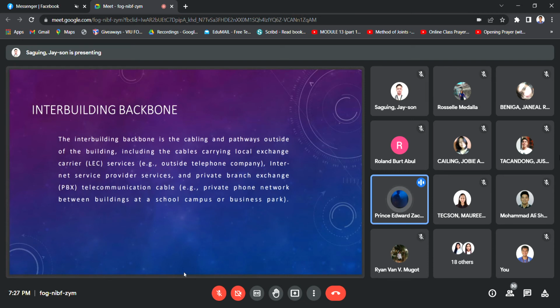So this interbuilding backbone is the cabling pathways that provide connection from building to building. It carries the connections for the telephone company and internet providers. So next.